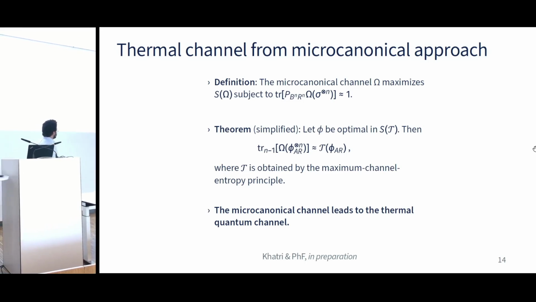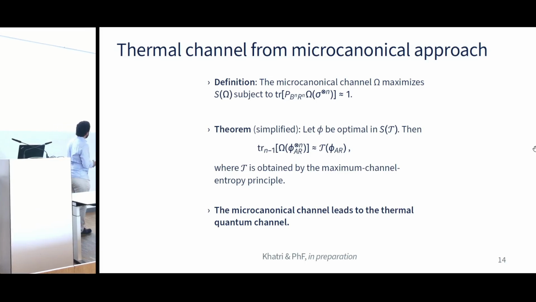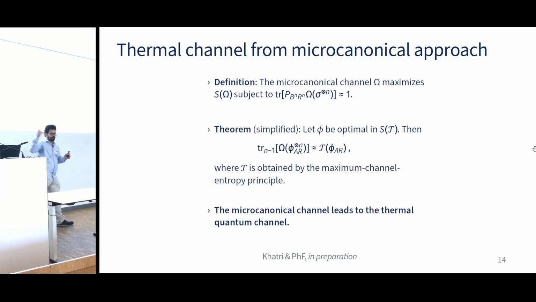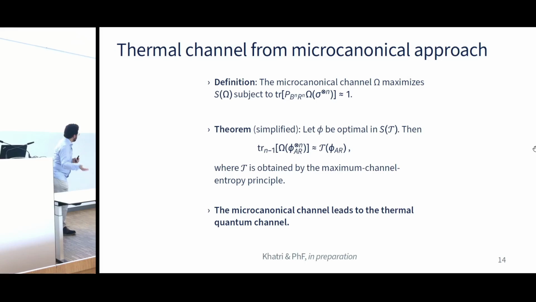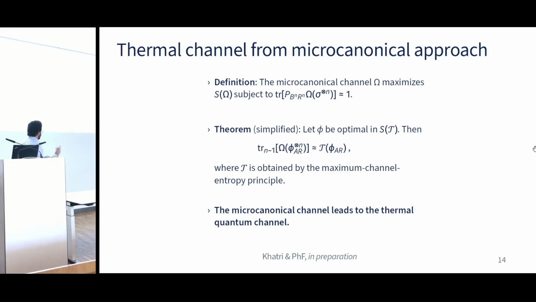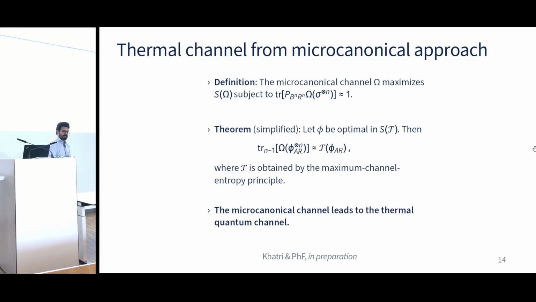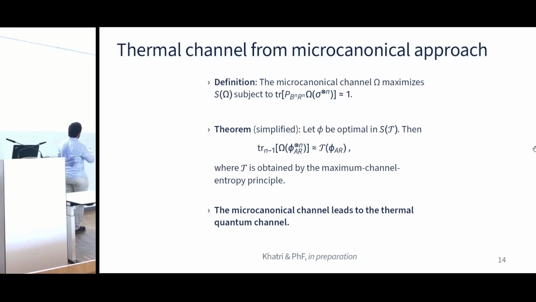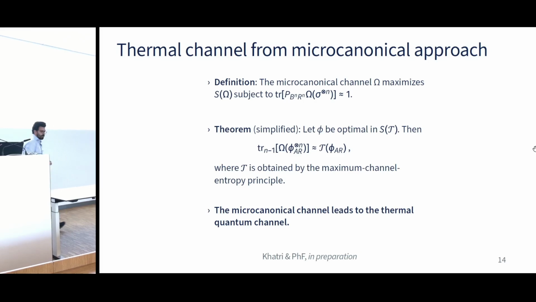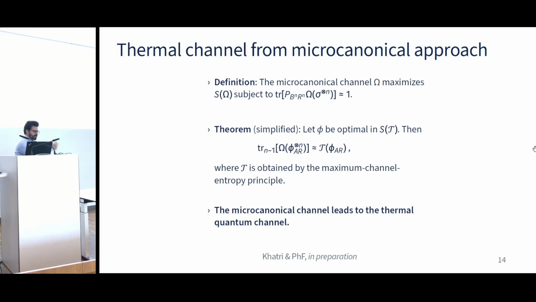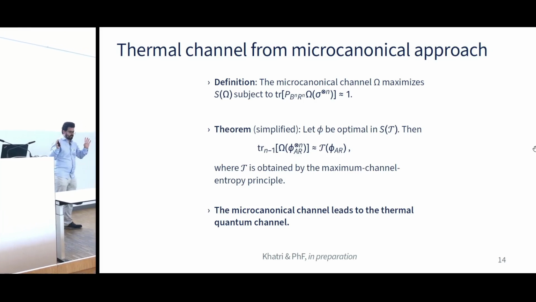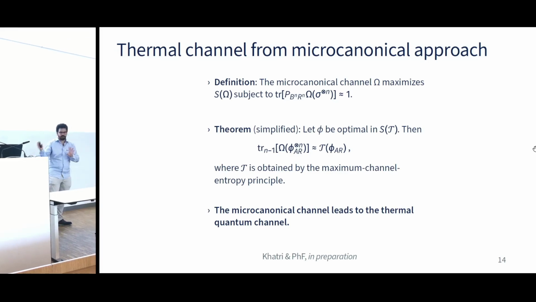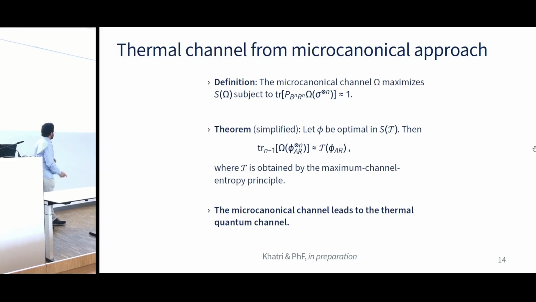And then we can show that if we look at what happens on a single copy of something that this microcanonical channel acts on with this phi that came out of the optimization of the channel entropy, we find the same type of operator that you'd find if you had maximized the entropy of the channel for a single site as we did before. So in this particular sense, this microcanonical channel leads to the thermal channel that we found from the maximum entropy principle.